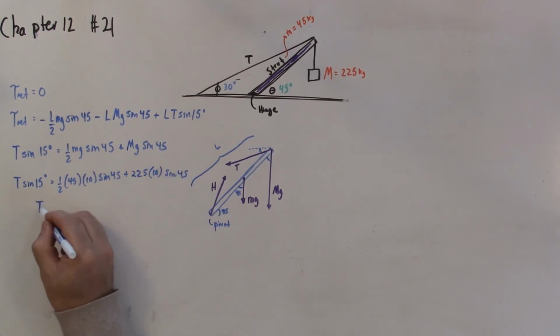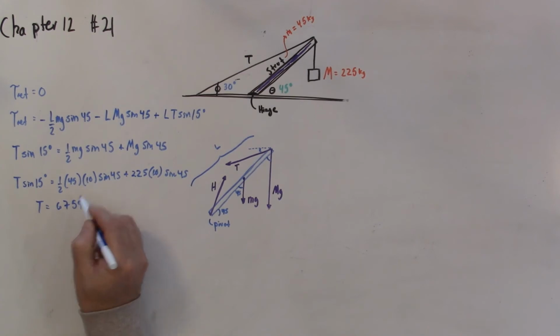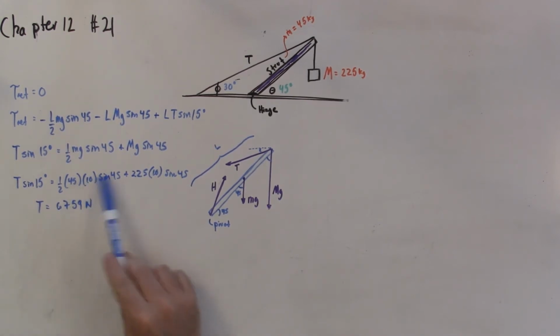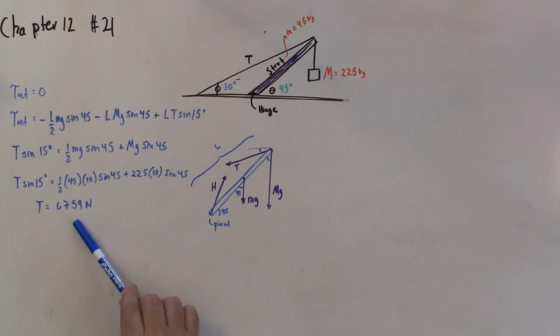And when I solve this, I get the tension is equal to 6,759 newtons. Now, of course, in the book, they're using 9.8 instead of 10 for the gravitational field strength. They're also using 3 significant digits, so it's 6 point something something, and then they call it kilonewtons. So that's what they end up with. But what this does is it gives me a good sense of what the tension is.